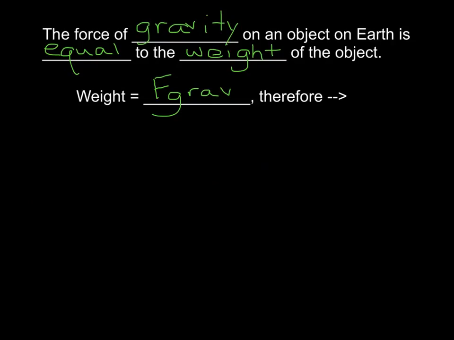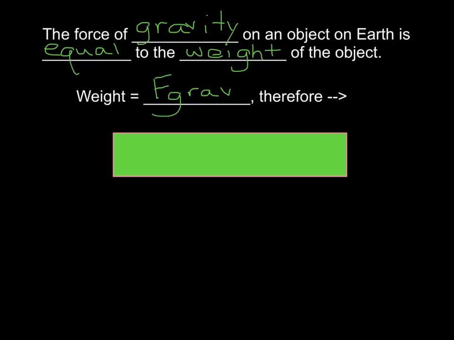Therefore, the weight of the object is also equal to the mass of the object times the acceleration due to gravity. This is the same equation we had in the box on the previous slide. I've just substituted the word weight for the force of gravity, because if those two things are the same, they must be equal. That means we can use the same equation to find them.